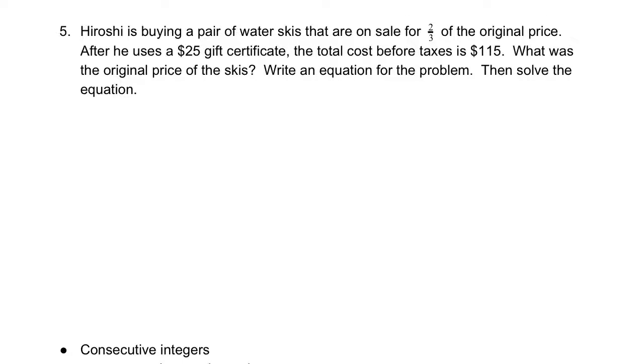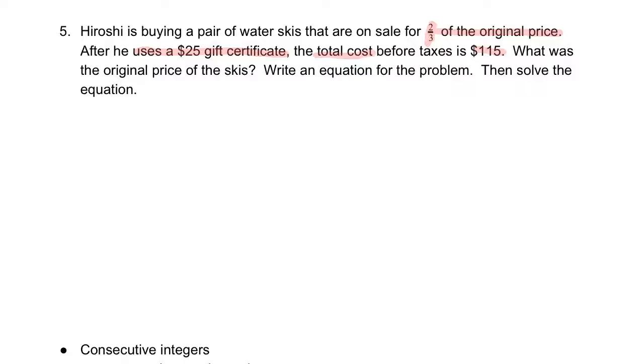Hiroshi's buying a pair of water skis that are on sale for 2/3 of the original price. I'm going to highlight as I go the important things that we care about. 2/3 of the original price. After he uses a $25 gift certificate, the total cost before taxes is $115. What was the original price of the skis? Write an equation for the problem, then solve the equation.